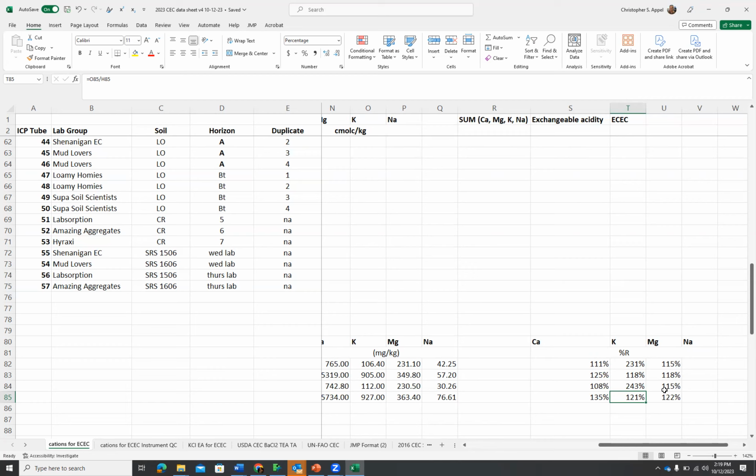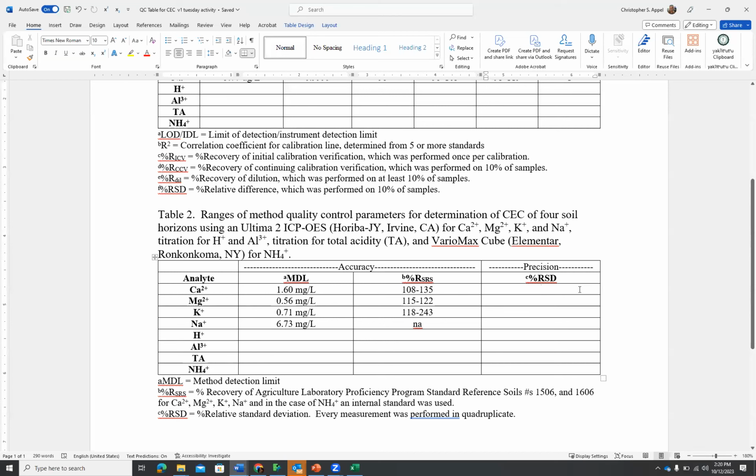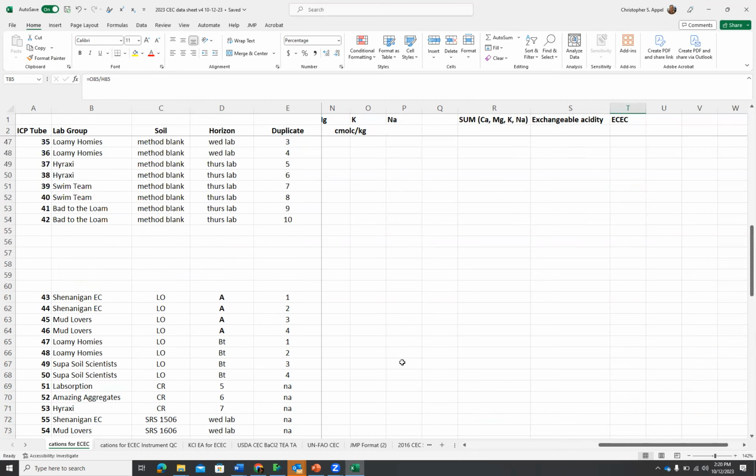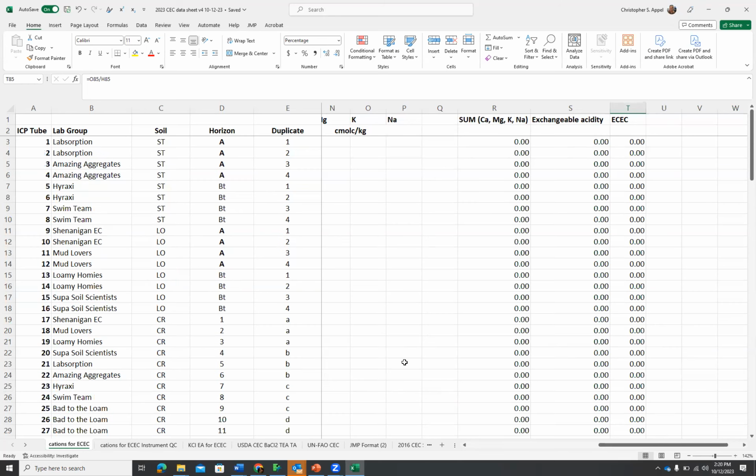And I'm confident in calcium. I'm confident in magnesium too, that we did a good job. So then what we have left is to calculate the percent relative standard deviation of our duplicate measures. So I'm going to go back to that same spreadsheet.